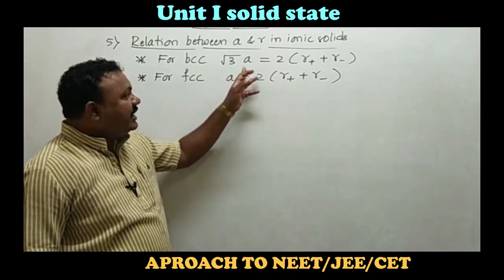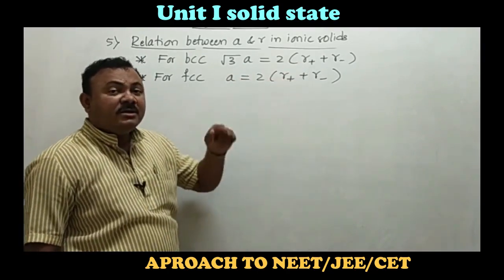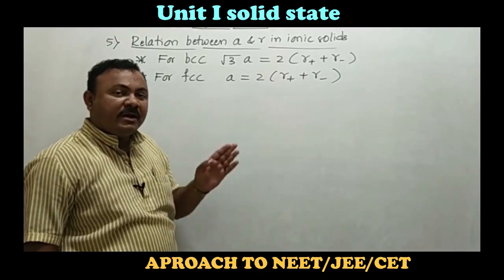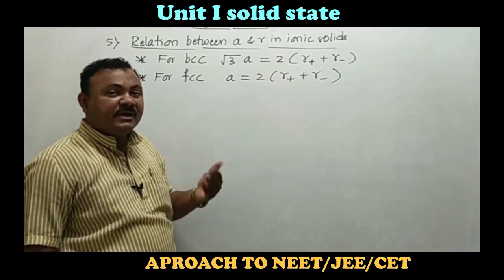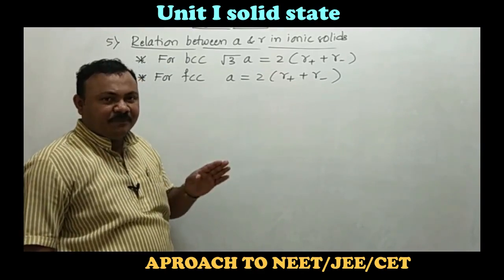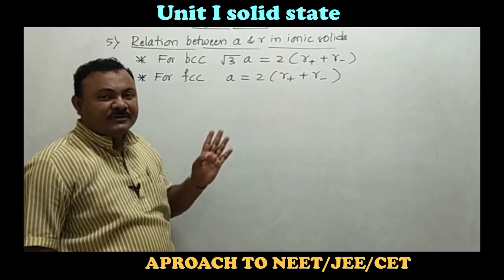So you may be given edge length, radius of any one ion, and another radius will be asked to calculate. Or you will be given radius of both the cations and anions, edge length may be asked to calculate in case of BCC and FCC. And these are the formula we are using mainly for ionic solids.